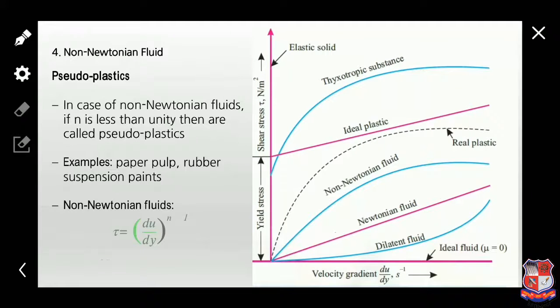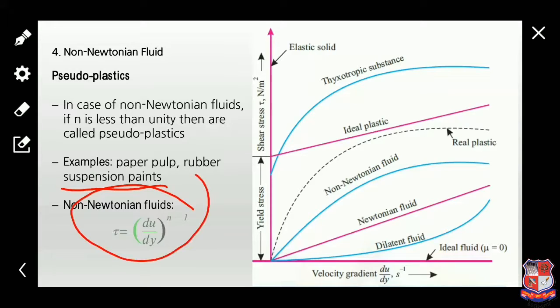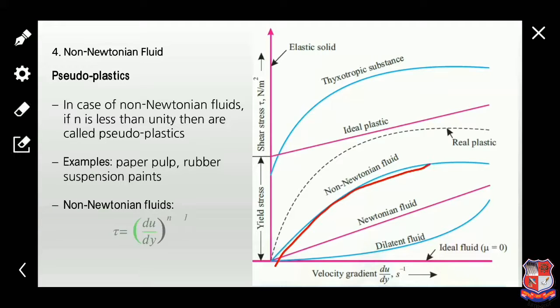Pseudoplastic fluid: in the case of a non-Newtonian fluid, if the value of n is less than unity, then our fluid is called a pseudoplastic fluid. Examples are paper pulp, rubber suspensions, and paint. In this equation, the value of n is less than 1, so the fluid is pseudoplastic. Here n is nothing but the slope value, and the slope value is less than 1. This line shows the pseudoplastic fluid in this graph.